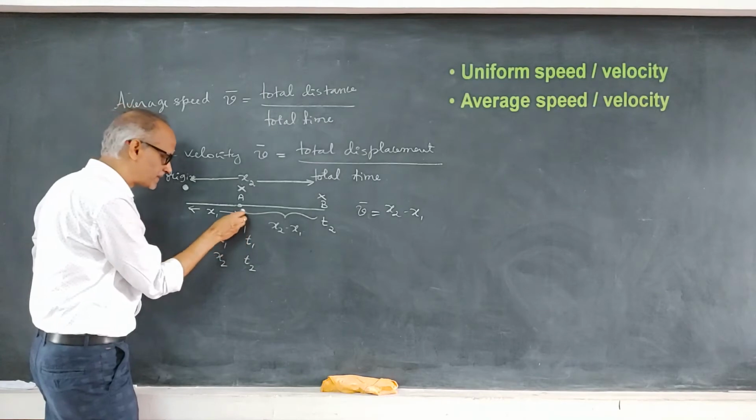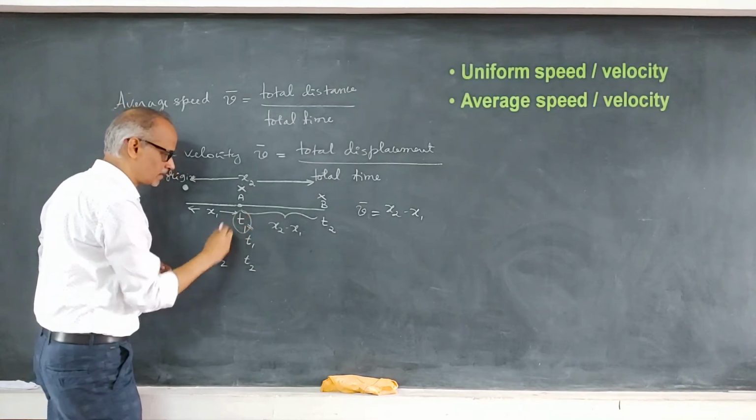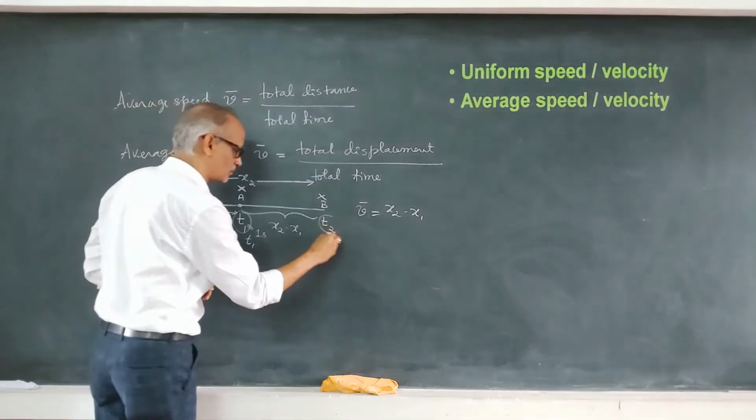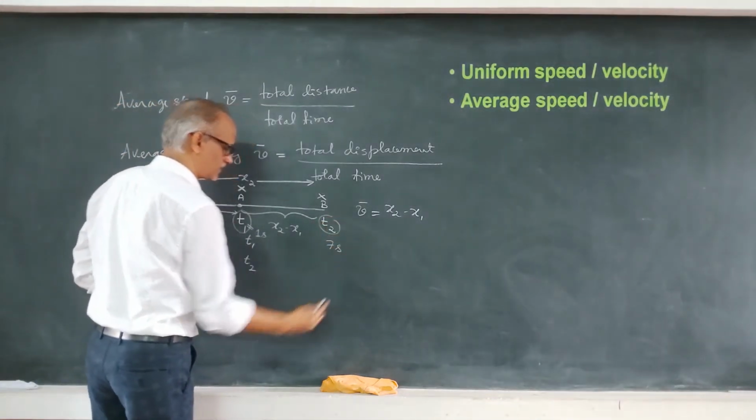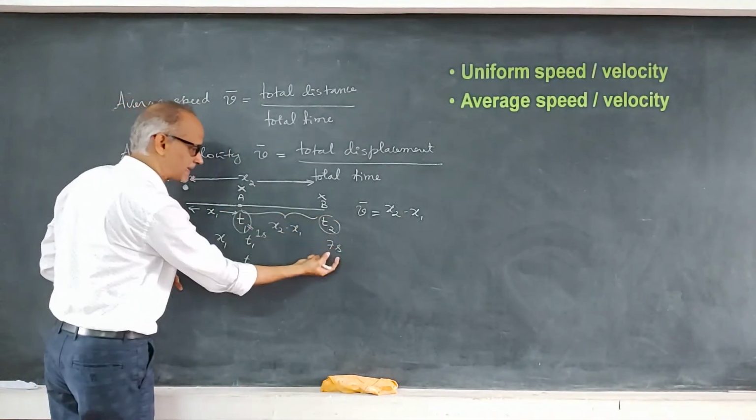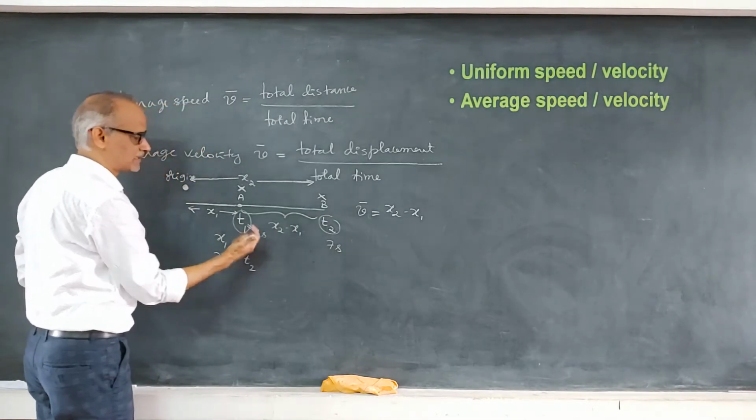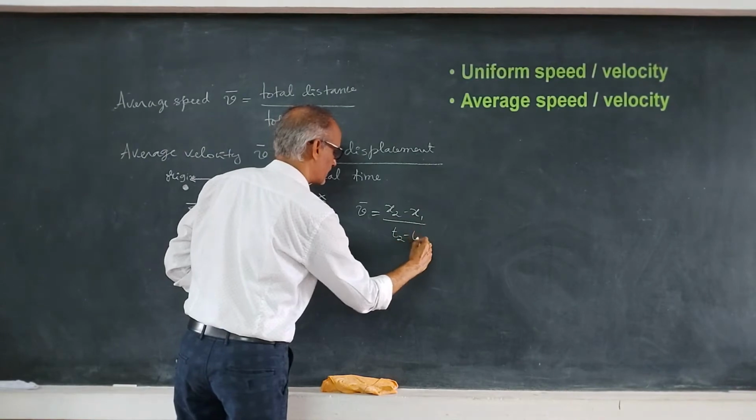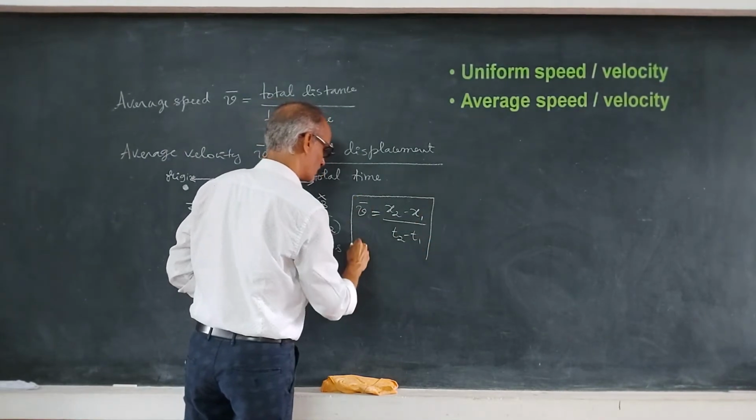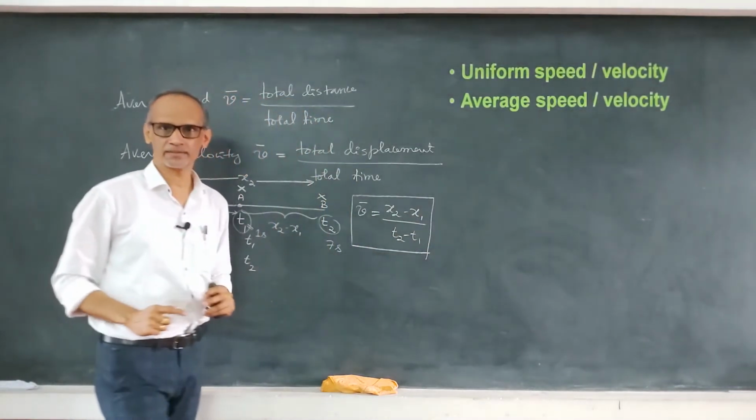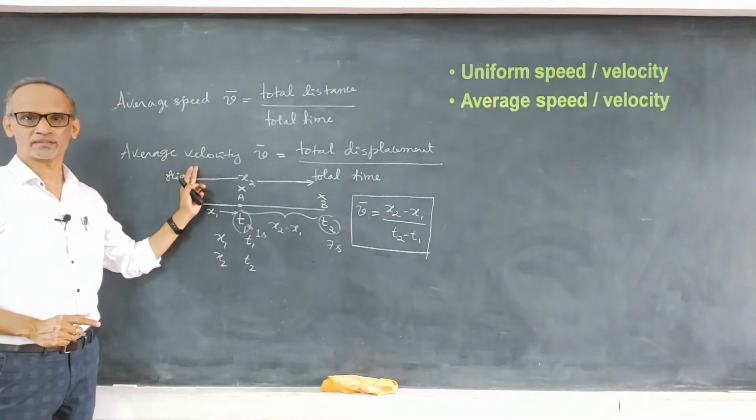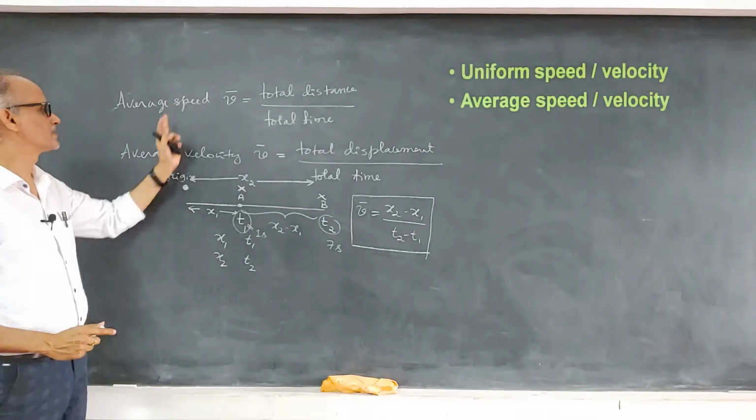For example, if t1 is 1 second and t2 is 7 seconds, then to move from here to here it takes 7 minus 1, 6 seconds. That means in general we write t2 minus t1. So this is the formula used to find average speed or average velocity. How do you measure the average speed or average velocity?